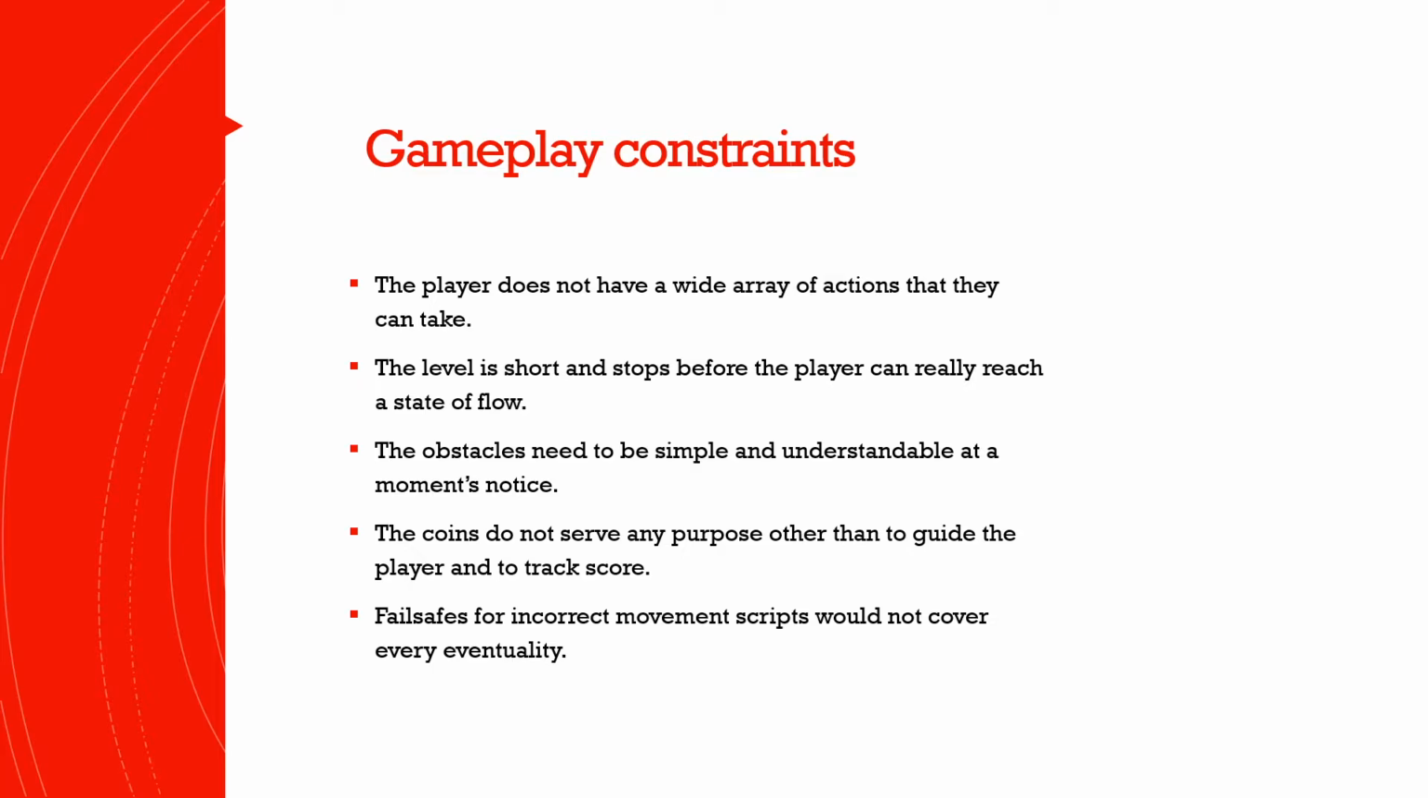Given the speed that the player is moving, obstacles need to be understandable quickly and simple. I feel like I've done a good job with this, with color coding and consistent fail states, like walking into walls or touching red obstacles. Another constraint is that so far the coins are pretty pointless, other than to keep a score or guide the player on paths which are correct.